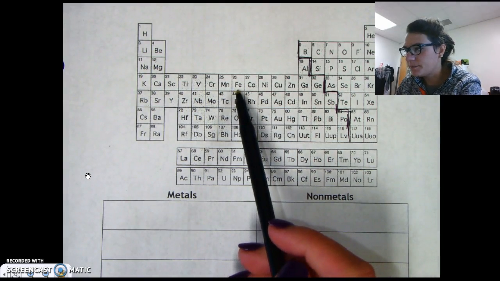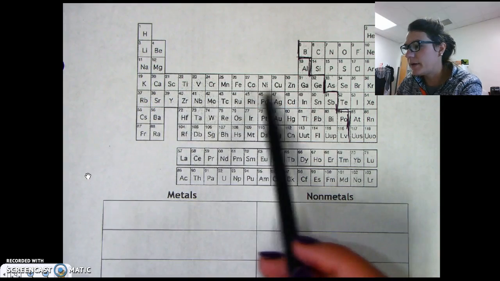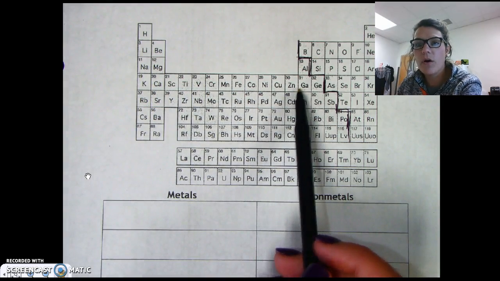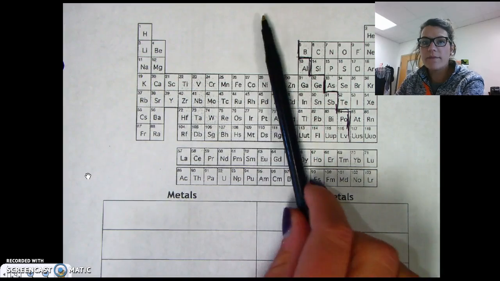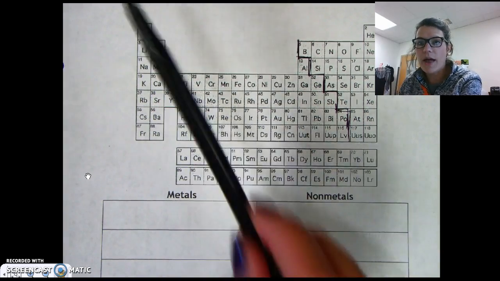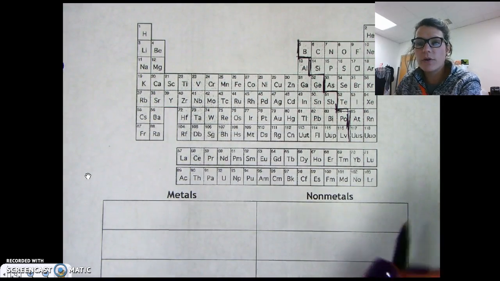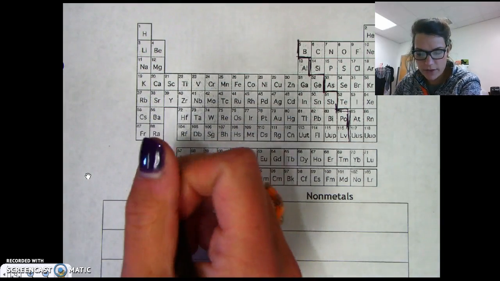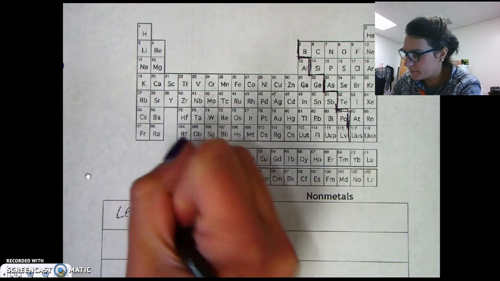You know, iron, titanium, nickel, copper, zinc, all of these things are metals. So then obviously everything to the left of the staircase is going to be a metal.